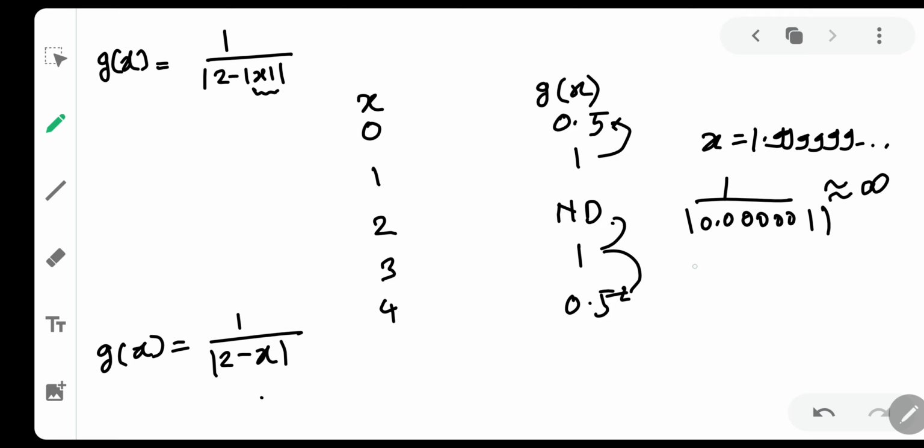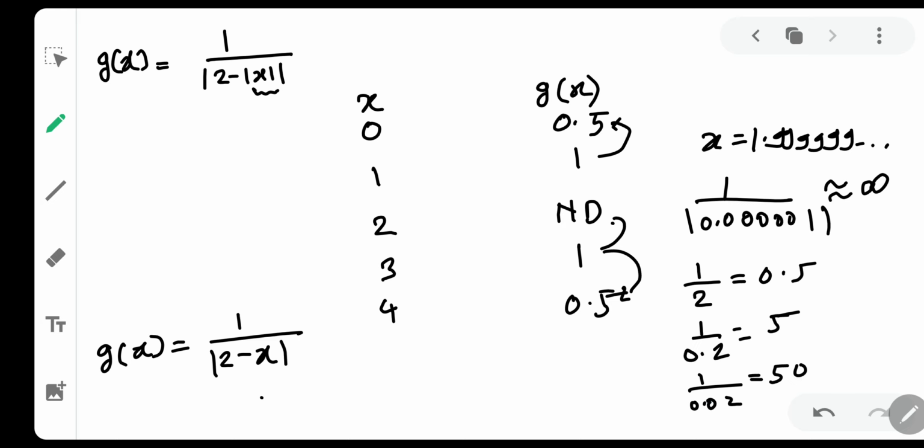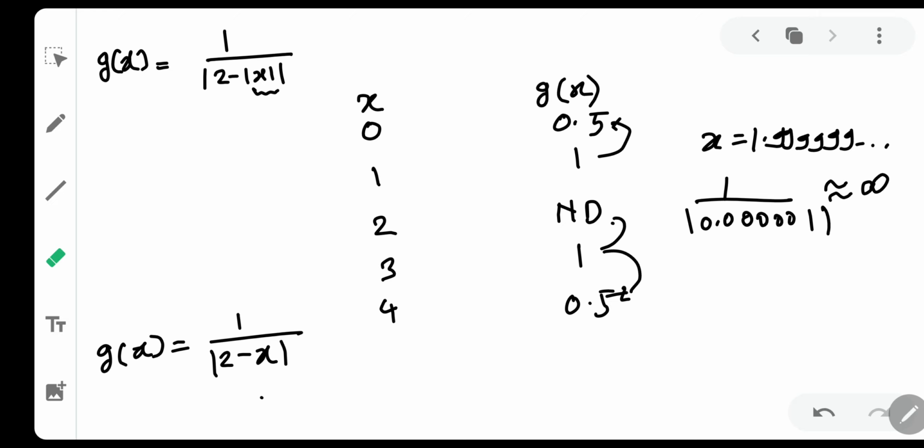Just remember this, 1 is divided by 2, it gives you 0.5. 1 is divided by 0.2, right, it gives you 5. 1 is divided by 0.02, it gives you 50. See, as I am decreasing the denominator, the actual answer is increasing, and over here the denominator is actually very small, hence the answer will tend to infinity.